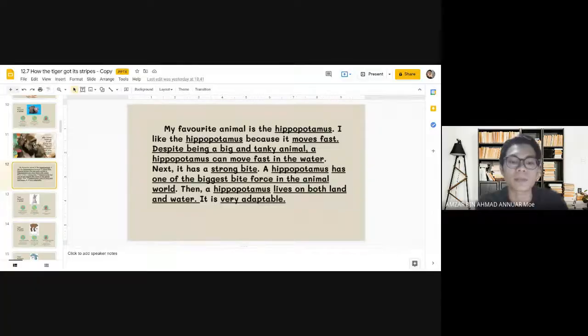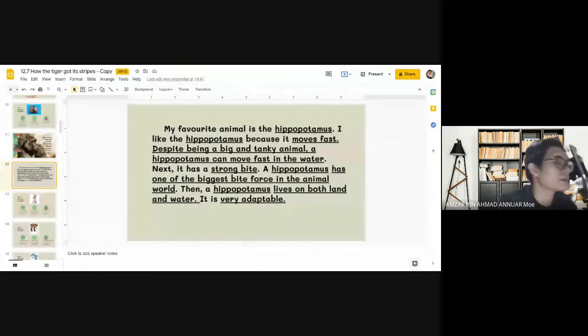Kita tulis dalam bentuk paragraf, dia kena ada apa? Mula-mula dia kena ada apa bila kita menulis dalam paragraf?